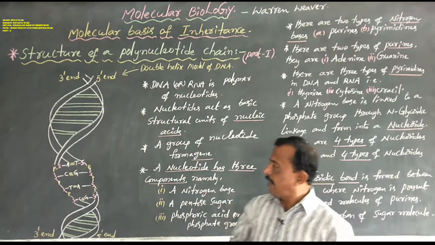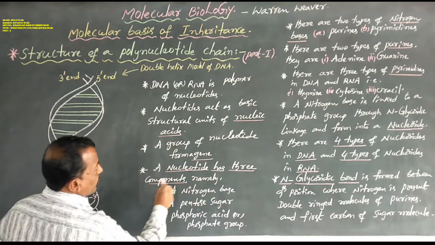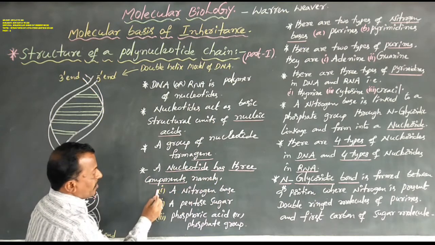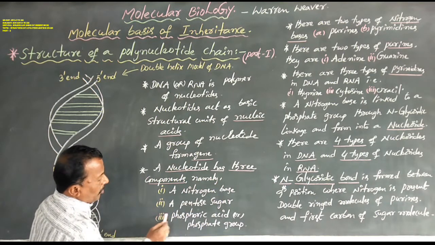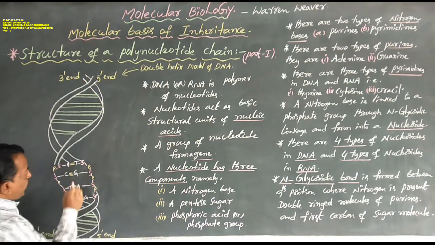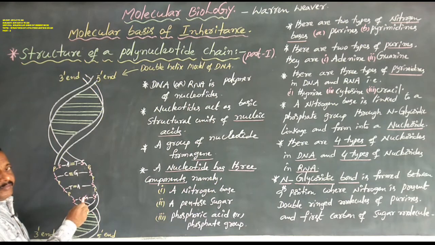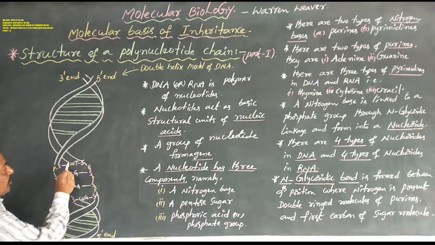Next coming to a nucleotide has three components, namely first one a nitrogen base, second one a pentose sugar, third one phosphoric acid or phosphate group. In this, DNA will be containing three components of nucleotides, that is nitrogen bases, surrounded by pentose sugar and phosphate.